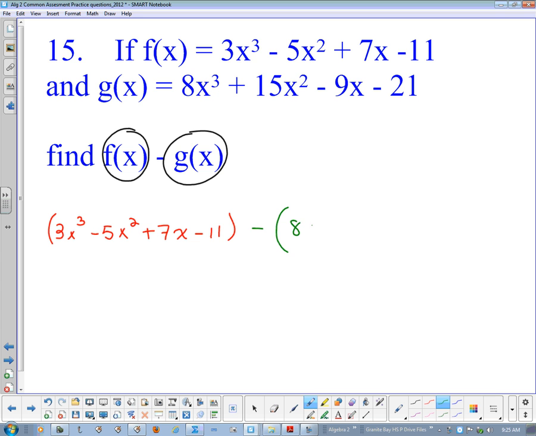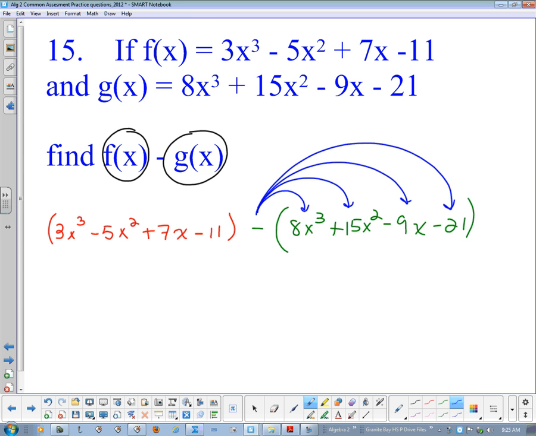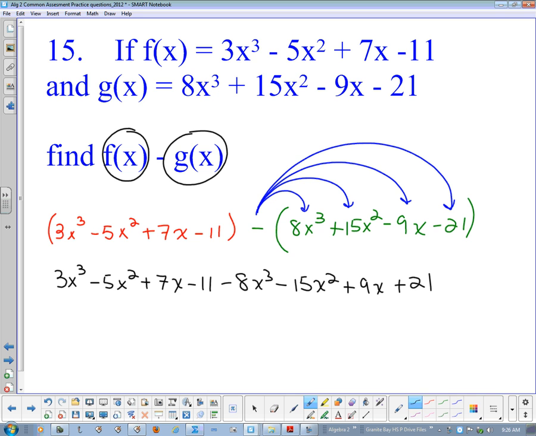g of x is 8x cubed plus 15x squared minus 9x minus 21. Careful here because you have to distribute the negative through. So we're going to end up with 3x cubed minus 5x squared plus 7x minus 11. But then we have minus 8x cubed minus 15x squared plus 9x and then plus 21.